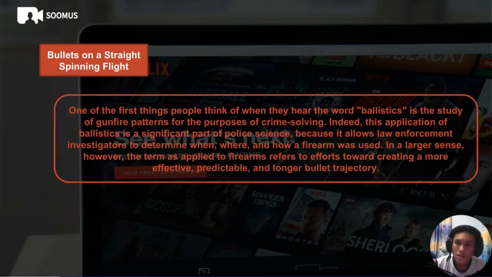In a larger sense, however, the term as applied to firearms refers to efforts towards creating a more effective, predictable, and longer bullet trajectory. As a result, the bullet came out of the barrel spinning, and continued to spin through its flight. Not only were soldiers able to fire their rifles with much greater accuracy, but thanks to the development of the chamber and magazine, they could reload more quickly.